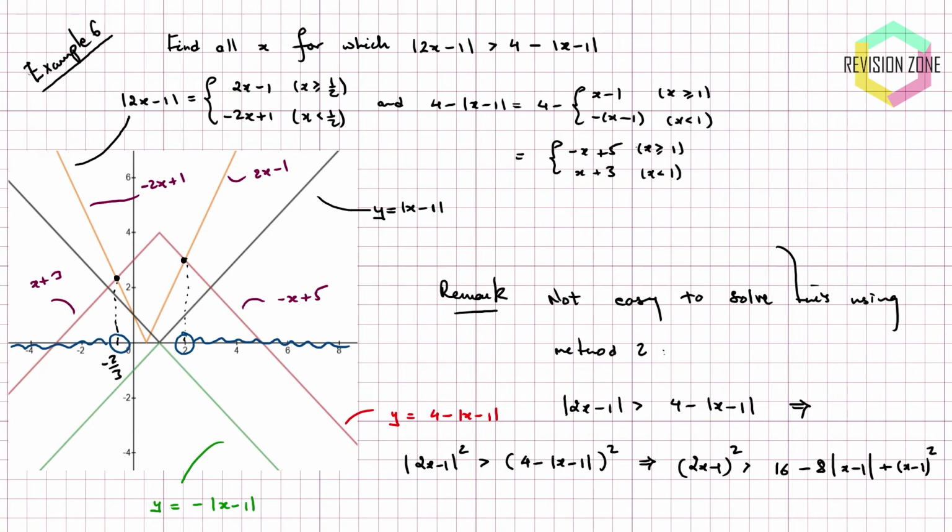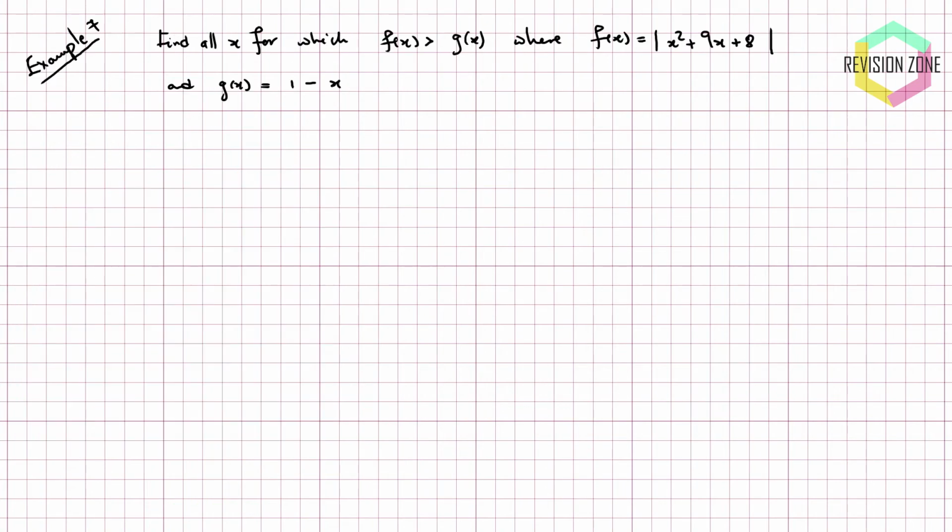Right, so let's try the next example. Example 7 is a lovely example. It uses slightly different language, but really we're doing the same thing. So we've got some sort of modulus function. Here we're taking the modulus of a quadratic, and then we've got a linear function, and the question wants us to figure out all the x values for which the f of x function is going to be bigger than the g of x function, okay? So let's see what the solution is going to look like.